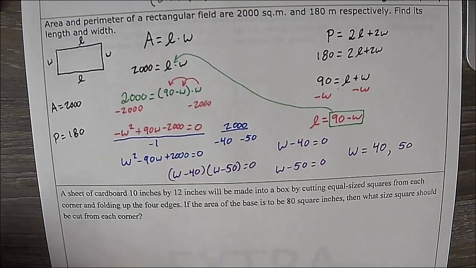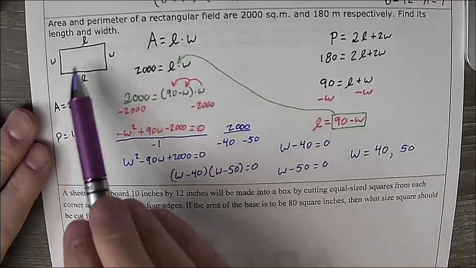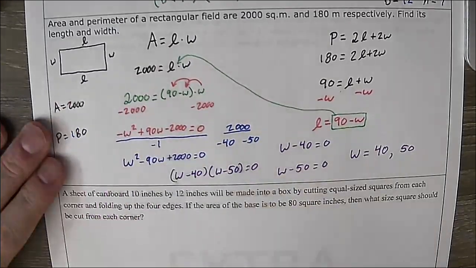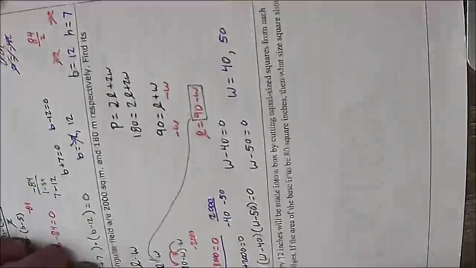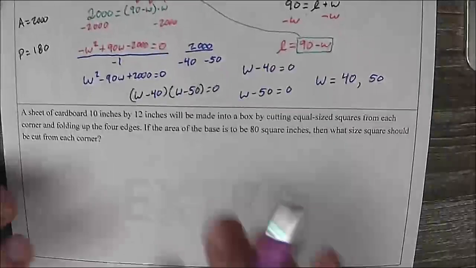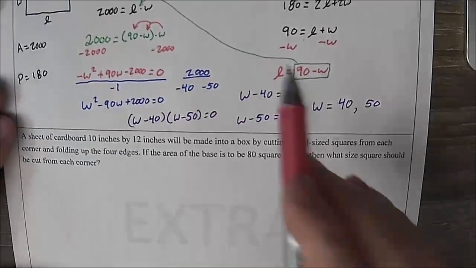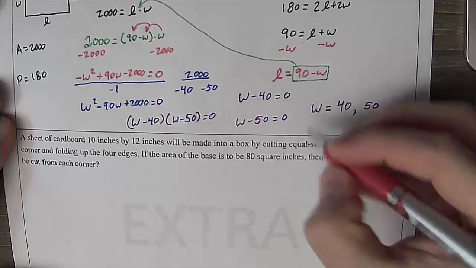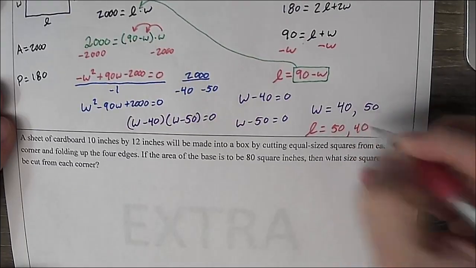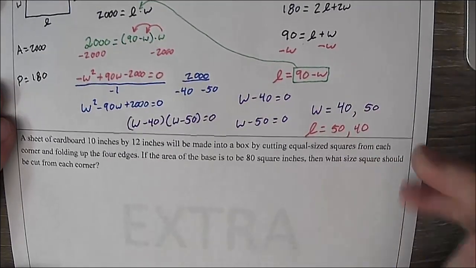Both of these numbers are valid because maybe the field is longer than it is wide, or maybe it's wider than it is long if I were to turn the field like this. Since it's all a matter of perspective, width could be either of these numbers. When we plug it back in up here, 90 minus W, the length could be 50 or 40. So if the width is 40, then the length's 50, or vice versa.